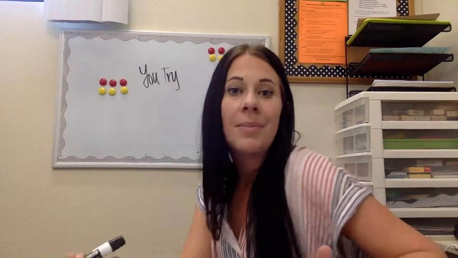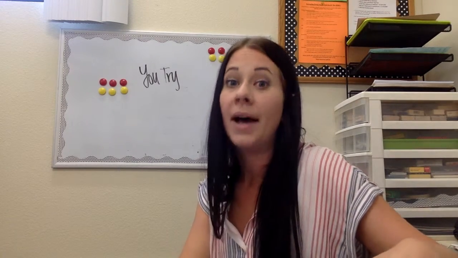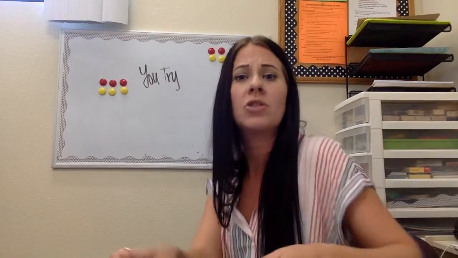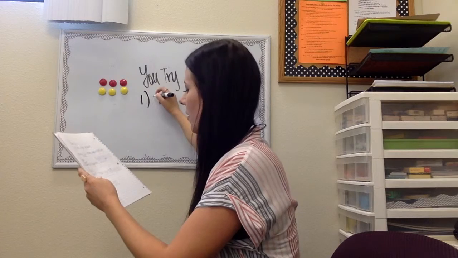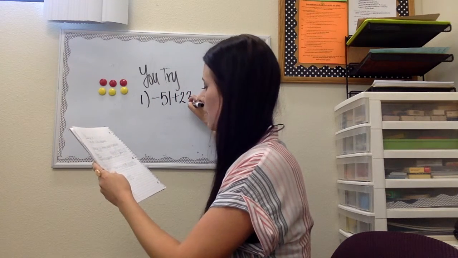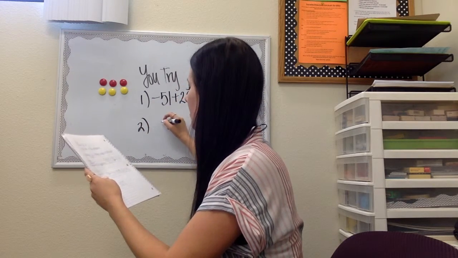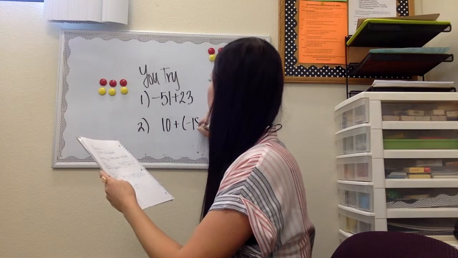Now, am I sitting at your house? Do I know if you're really trying or if you're just waiting for me to give you the answer? I don't. But if you don't try it, you're never going to know if you can do it on your own. And I'm going to give you the answers when you're done, so don't worry. Just try it. See how you do. You try number 1. Go ahead and do negative 51 plus 23. You try number 2. Go ahead and do 10 plus negative 18.